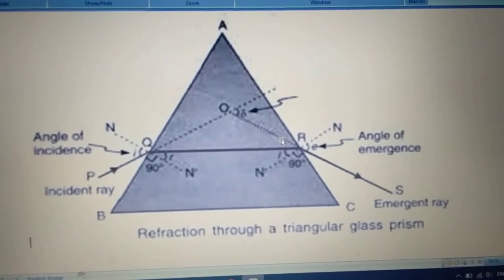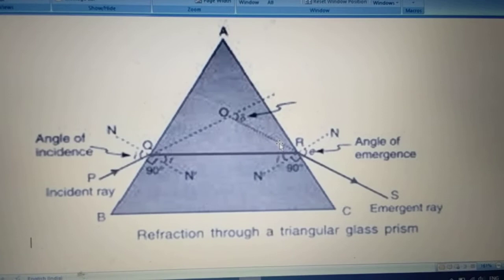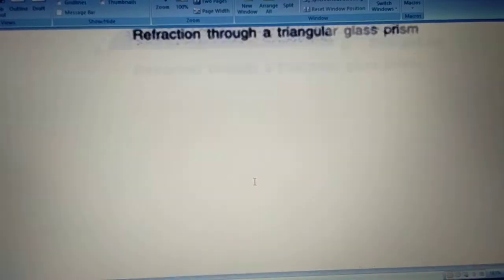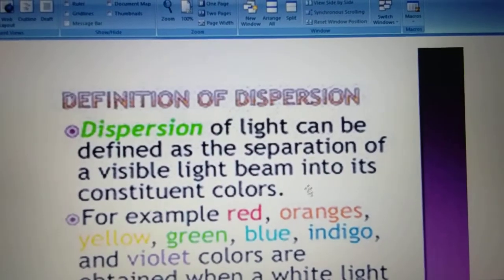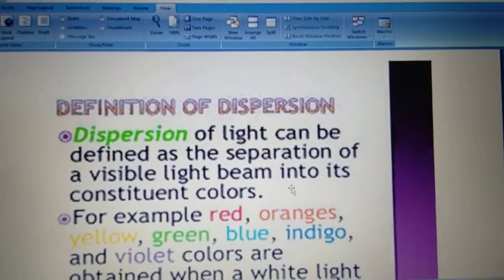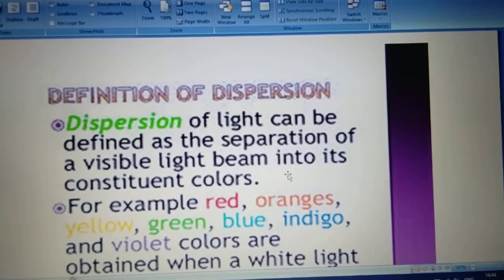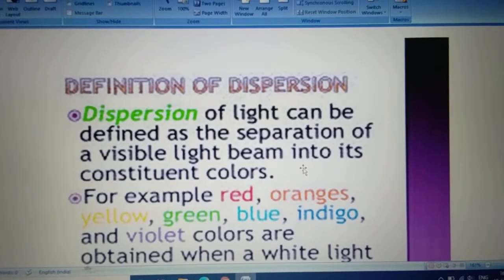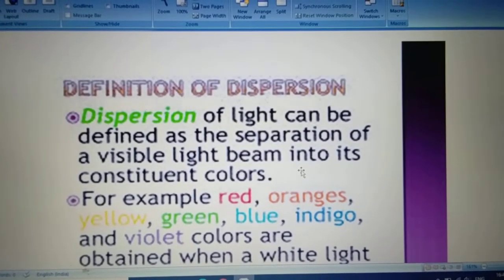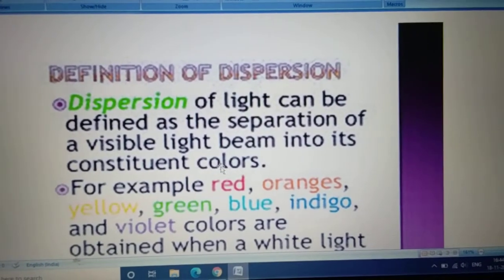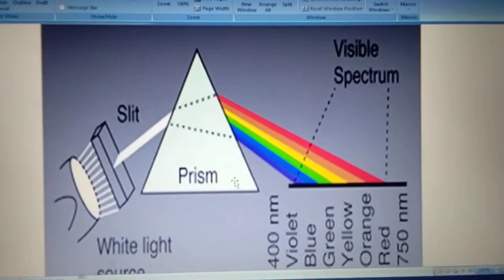Now how does dispersion take place in the prism? Let us see the dispersion. What is the meaning of dispersion? Dispersion is the splitting of white light into its constituent colors. What are its constituent colors? The constituent colors are violet, indigo, blue, green, yellow, orange and red. We will term it VIBGYOR. Please see the colors we can see due to the dispersion.